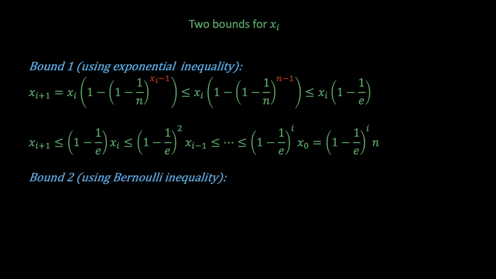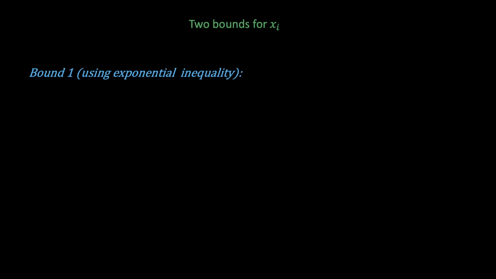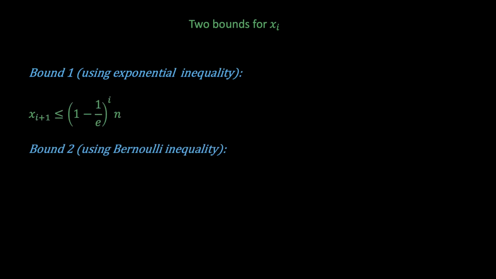For the second bound we will use Bernoulli's inequality. We have that (1 - 1/n)^(x_i - 1) is at least 1 - (x_i - 1)/n using Bernoulli's inequality, which just simplifies x_{i+1} to at most x_i times (x_i - 1)/n, which is at most x_i squared over n. Great! We now have two inequalities to bound the speed of convergence of x_i, shown here.